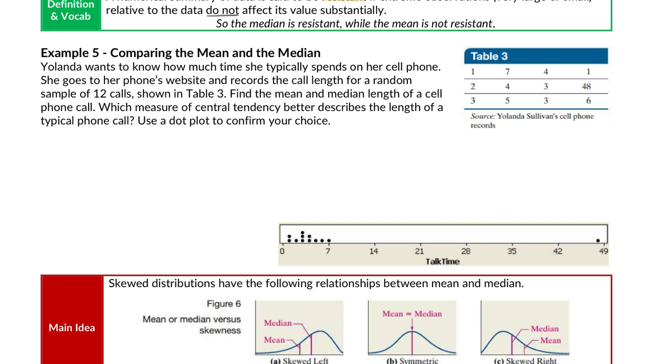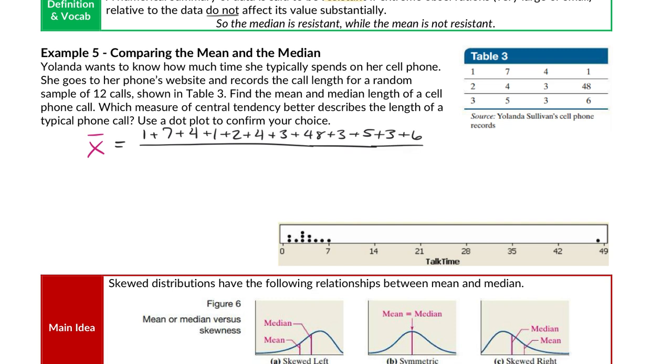X bar is for a sample. So when we're finding the mean of a sample, that's X bar. But I'm going to do just like we did before. I'm going to add up all the cell phone calls. So 1 plus 7 plus 4 plus 1 plus 2 plus 4 plus 3 plus 48 plus 3 plus 5 plus 3 again, and then plus 6.